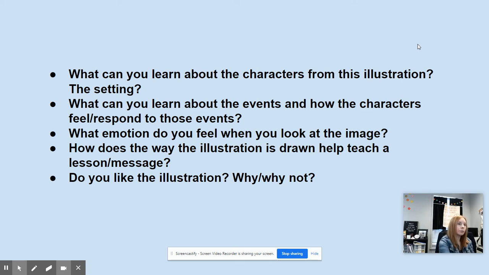So now we're going to look real quick. We want to see what we can learn about the characters from the illustrations, the setting. What can you learn about the events and how the characters feel or respond to the events and what emotions they're feeling by looking at the image. How does the way the illustration is drawn help teach us a lesson or a message? And then if you like the illustration or not, because those things are all kind of important because you want the illustrations to be enjoyable for your audience, right? So they need to like them.